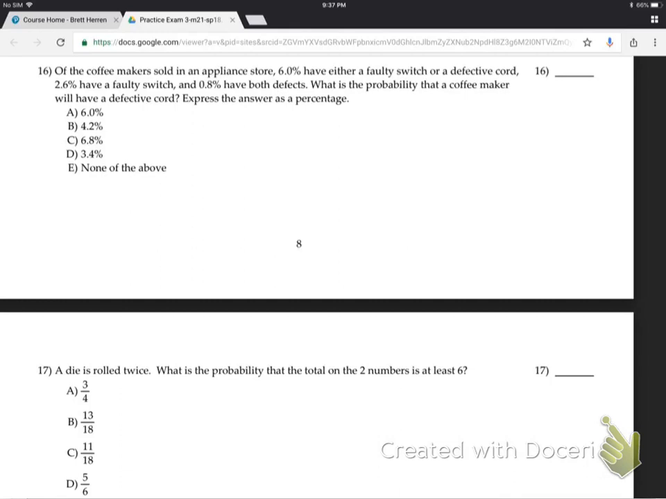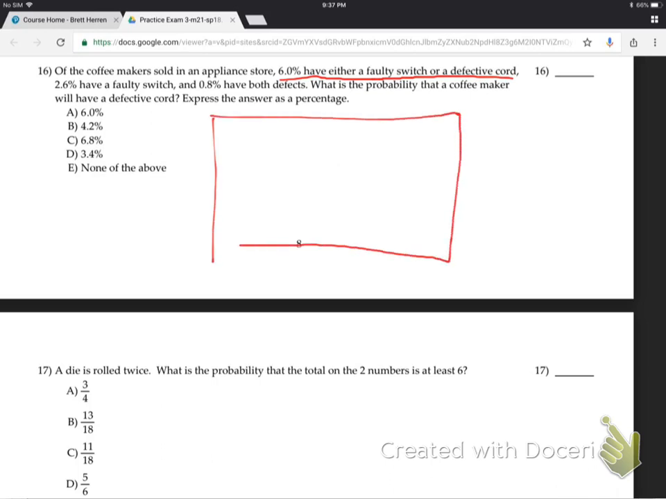Okay, we're talking about coffee makers. And 6% have either a faulty switch or a defective cord. Right away, that speaks of a two-circle Venn diagram, because we're talking about two characteristics. Either have a faulty switch, or a defective cord. I'll come back to the 6% thing in a minute.